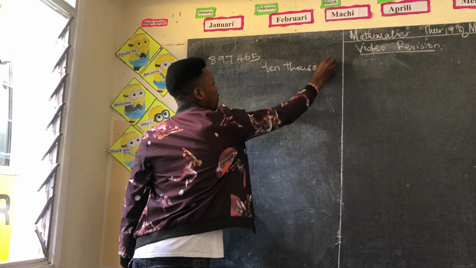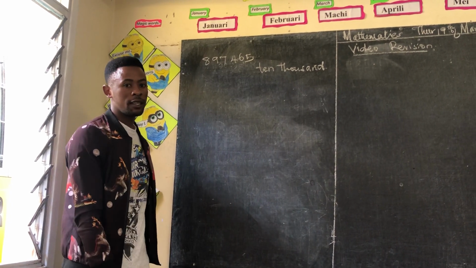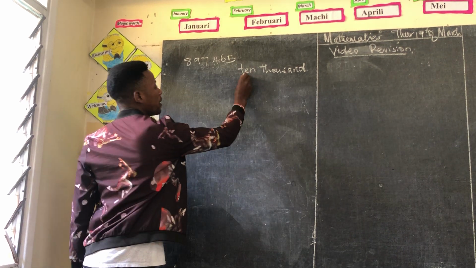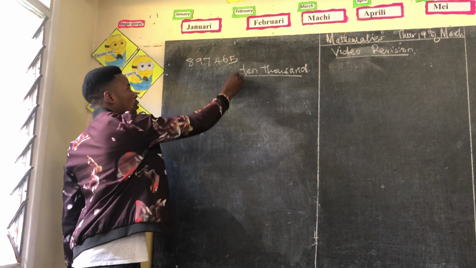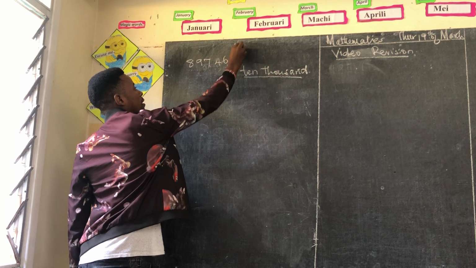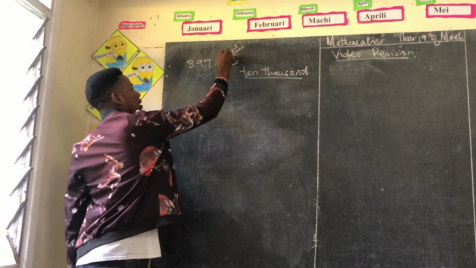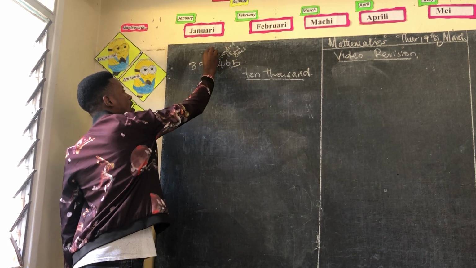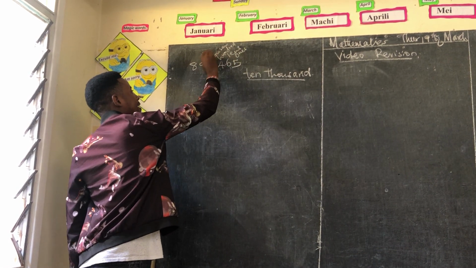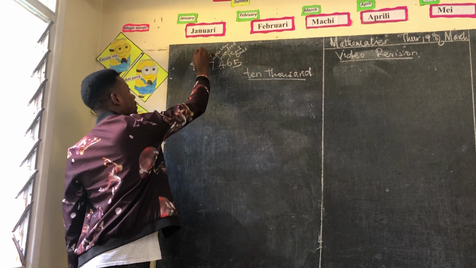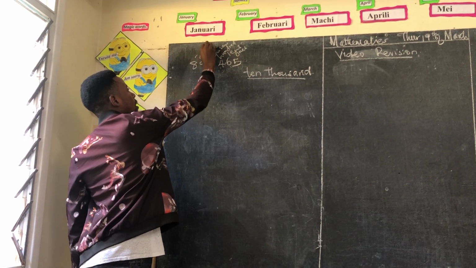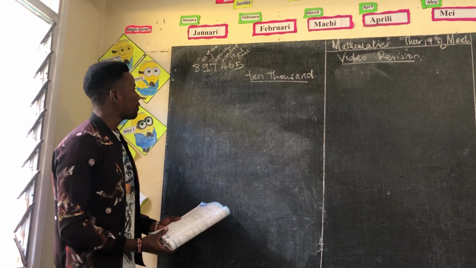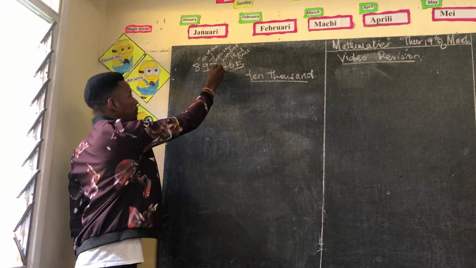So this is a place value that is going to guide you in the rounding off. You're supposed to get the number which is in the place value of 10,000. So 5 is in ones, 6 is in tens, 4 is in hundreds, 7 is in thousands, and 9 is the number which is in the place value of tens of thousands.